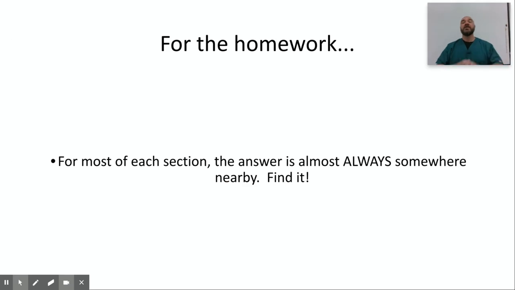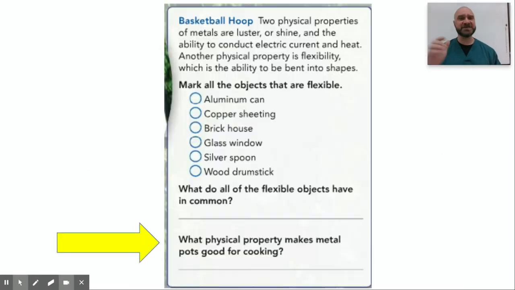Okay. For the rest of the year, and in fact, for the rest of your life, whenever any school textbook has you read something and answer questions, the questions are almost always somewhere in the passage. Very few textbooks for the rest of your life are ever going to ask you a question that the answer is not somewhere in the text. Your job for the rest of your life is to go find that text. Now, here's an example.